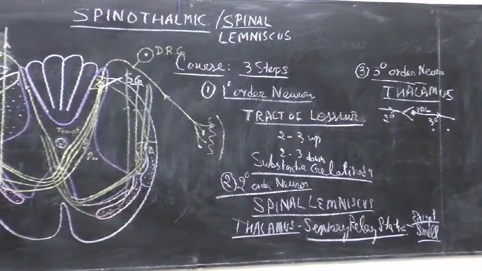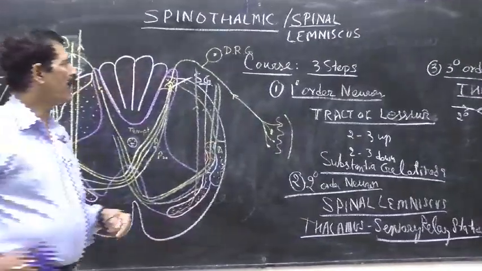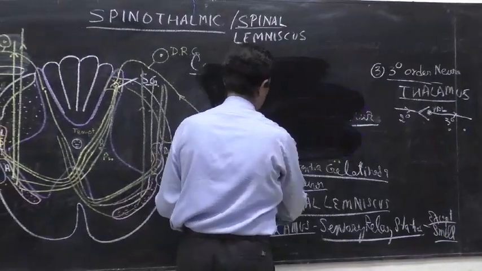So after finishing with the course, the last part we have to finish is the applied anatomy of the spinal lemniscus.